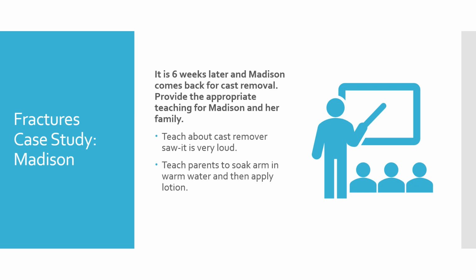So basically the first thing we're going to do is tell the family and the patient that the cast saw is very loud, because it can be scary and a little bit frightening for the patient, especially when they're not expecting that. So also we teach the parents to soak the patient's arm in warm water and then apply lotion, because that skin underneath there is really dried out. It needs to be soaked in warm water and then lotion applied.